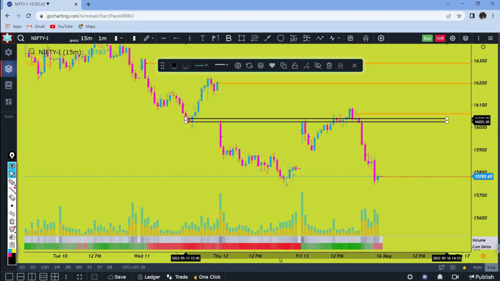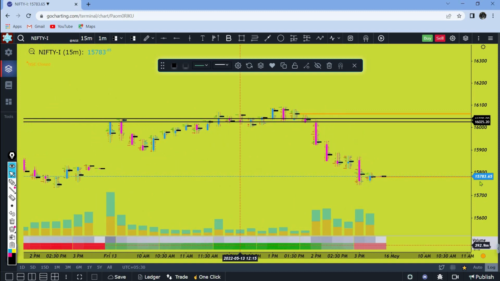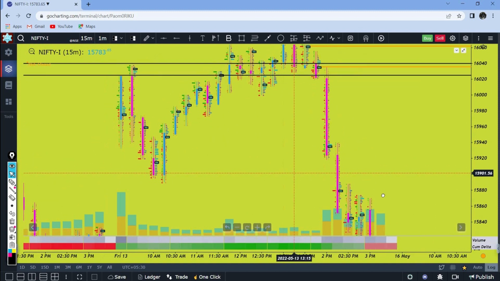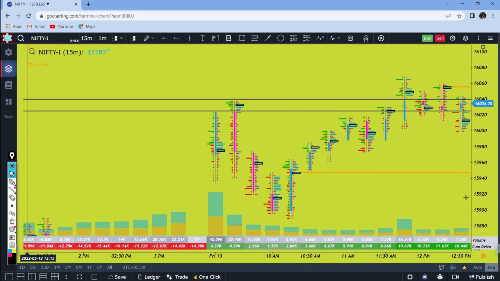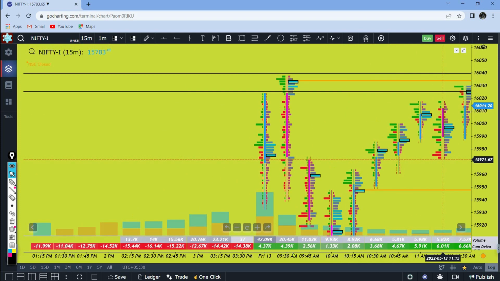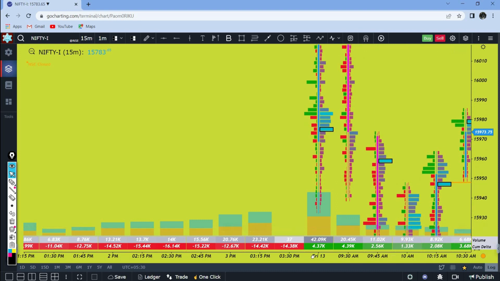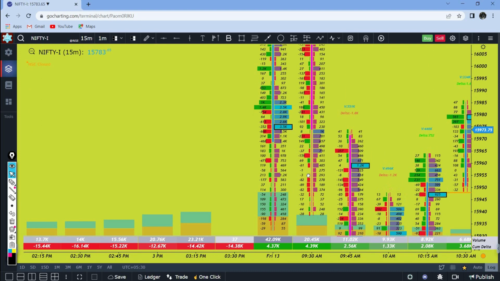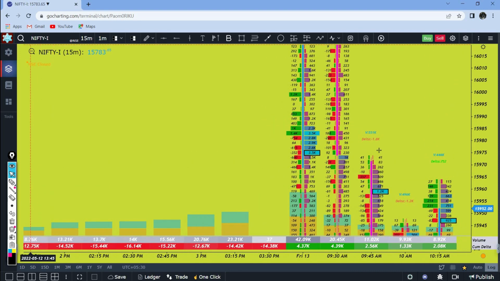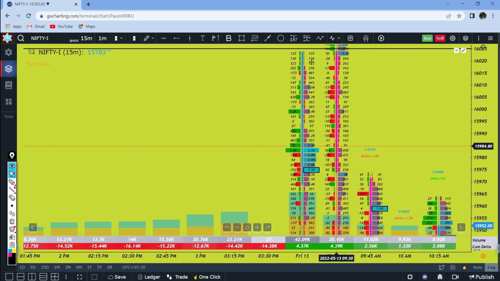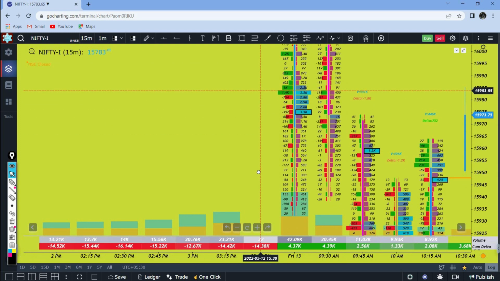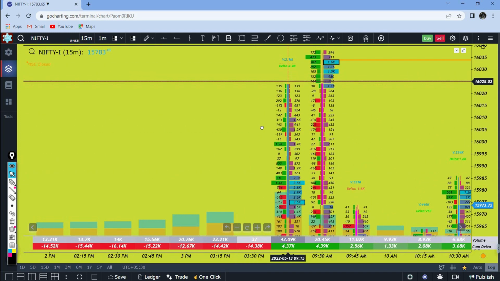So I have changed to the cluster chart, and let's deep dive into what was actually happening inside the candles. Okay, just so that you know, the right side on this footprint chart is the total volume, and the left side is delta. So the market opens, and we have this area and zone marked.